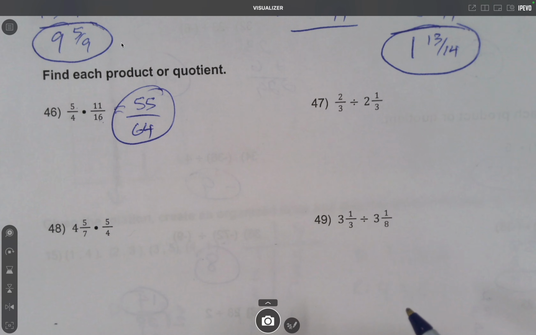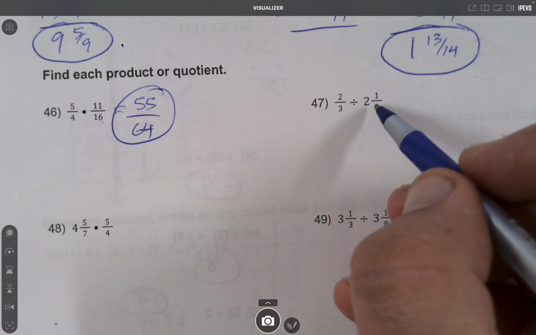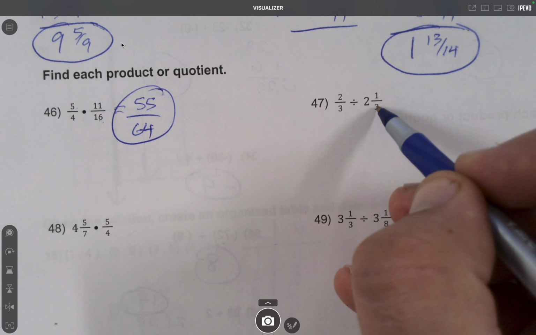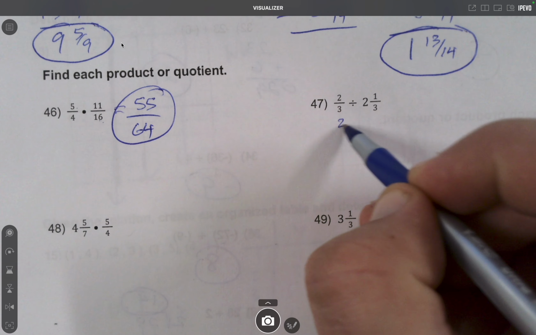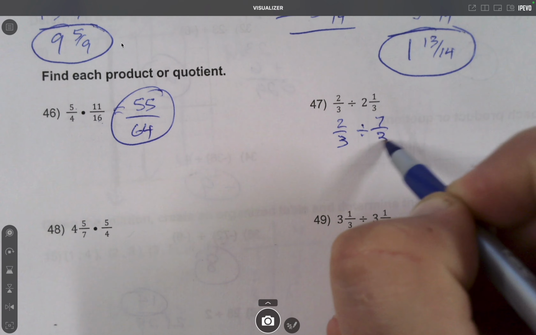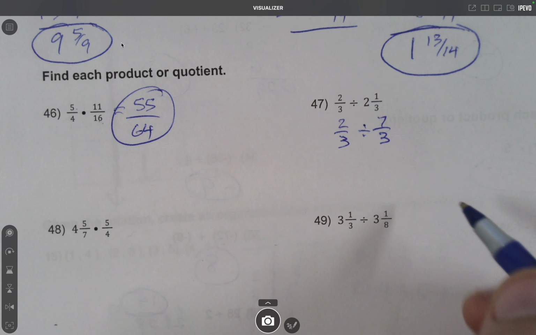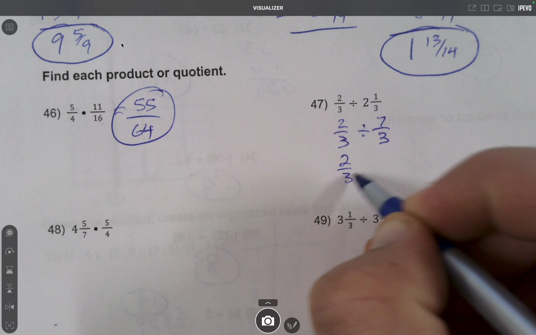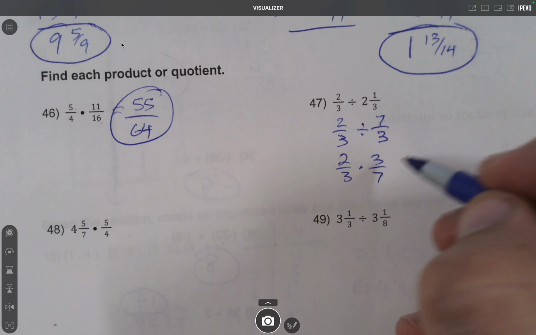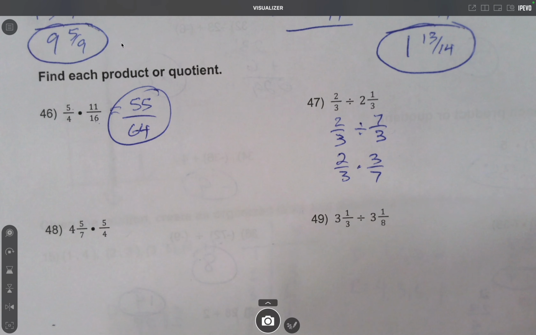Now in 47, there's 2 steps we need to do. We can't do this with a mixed number, so we need to change it to an improper fraction. So first I'll say 2 times 3 is 6, plus 1 is 7. And to divide by a fraction, you have to multiply by its reciprocal. So we change it to a multiplication problem, but to do so we have to flip that fraction upside down.